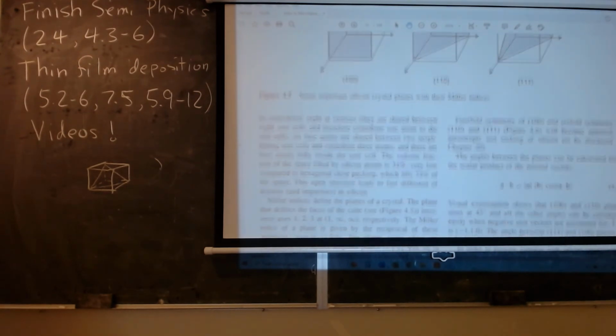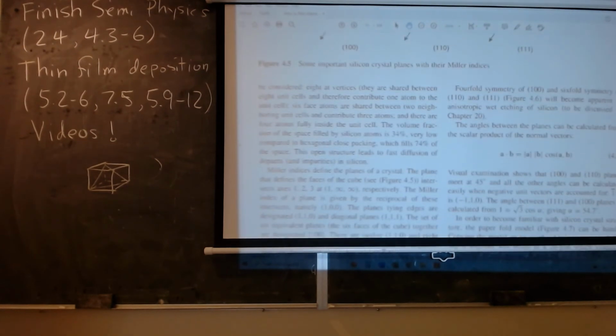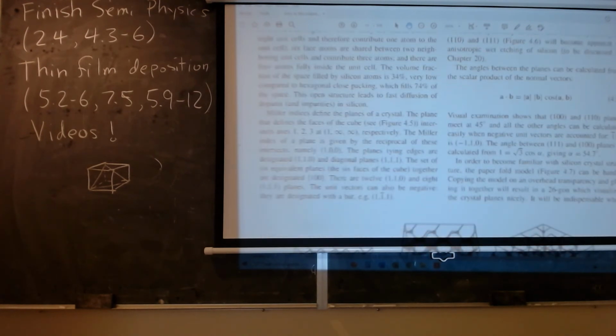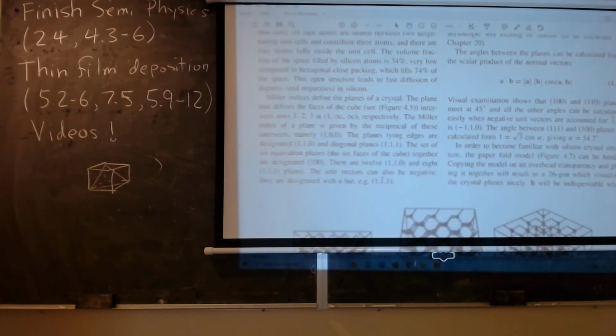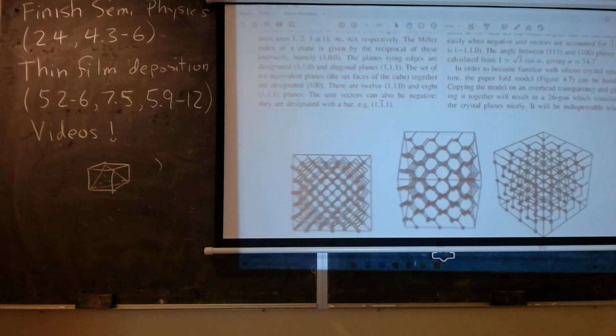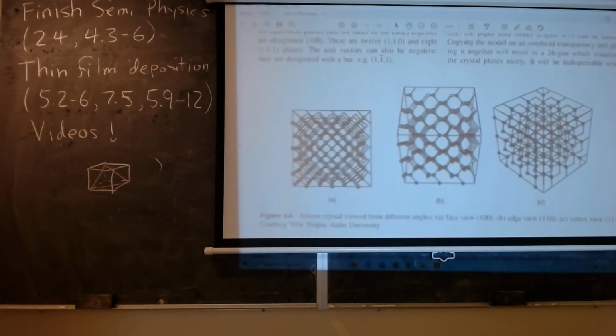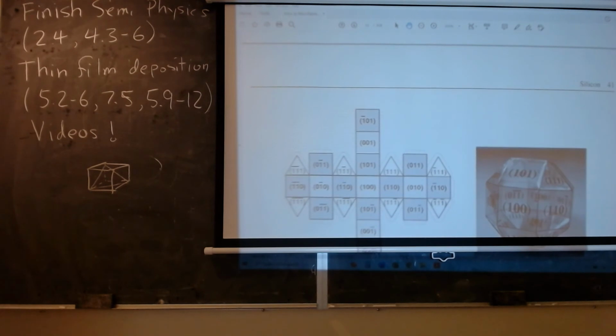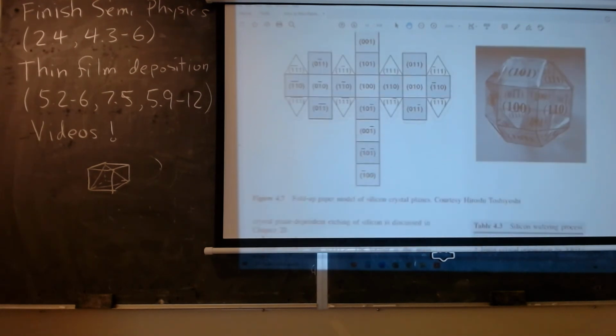All right, now we could get all into vectors, but I don't want to make this unnecessarily complicated. If we were teaching a course in semiconductor physics, we would talk all about vectors and crystals and things like that.